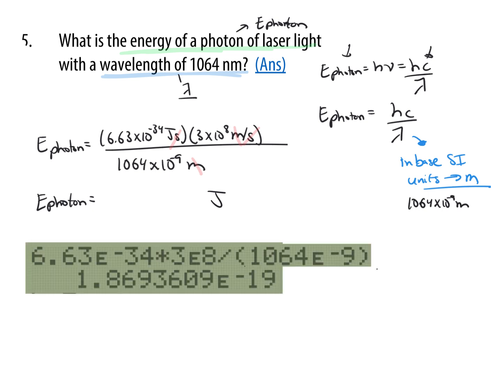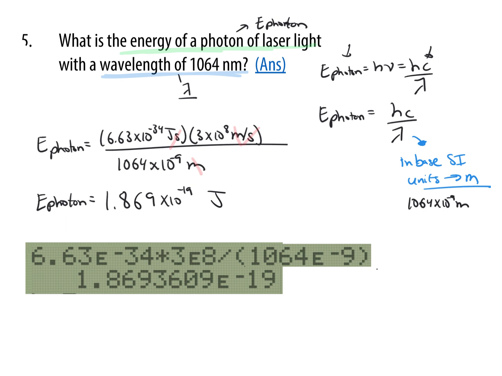Okay, so typing that into the calculator, we get 1.8... What do we get? We get technically 4 sig figs here. Our constants only have 3 sig figs, so maybe we only get 3, but we'll assume the constants are exact, so we'll go to 4 sig figs: 1.869 times 10 to the minus 19 joules. It's very common for these energies in joules to be very, very small because the energy of a single photon is a very small amount of energy.